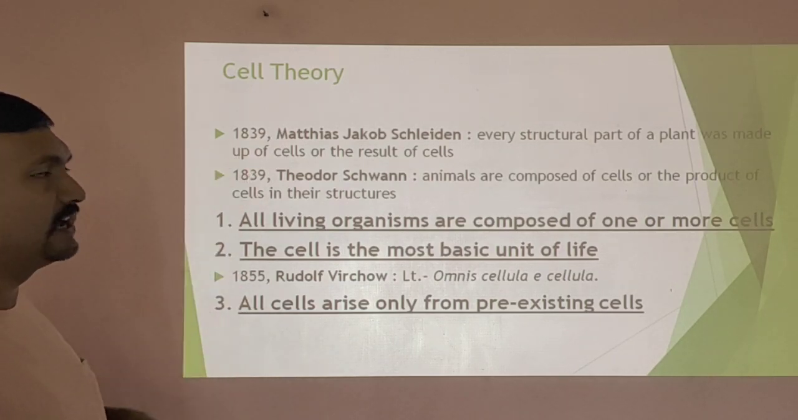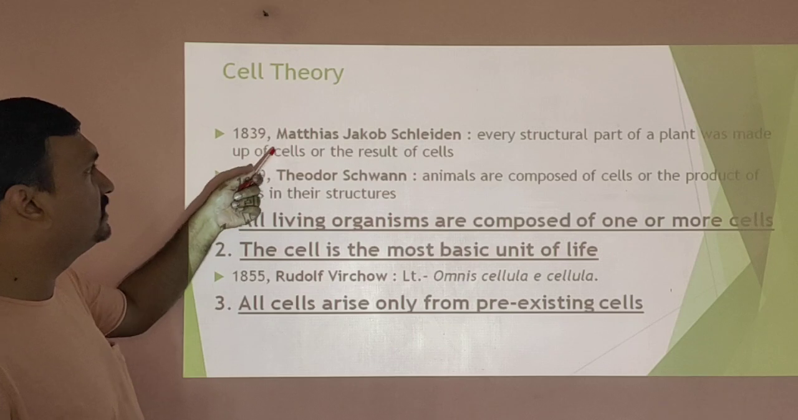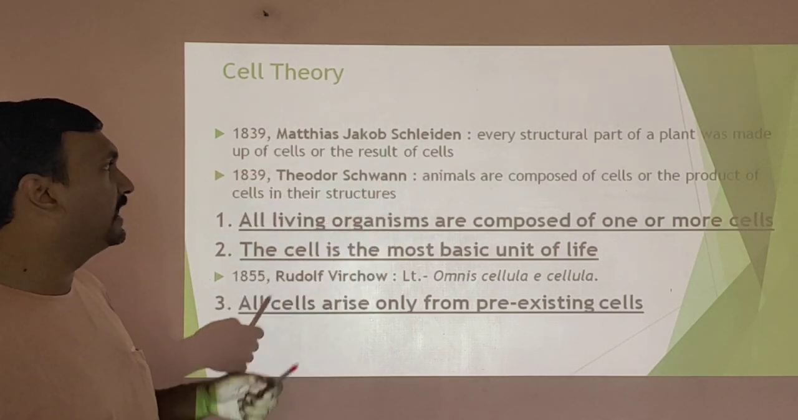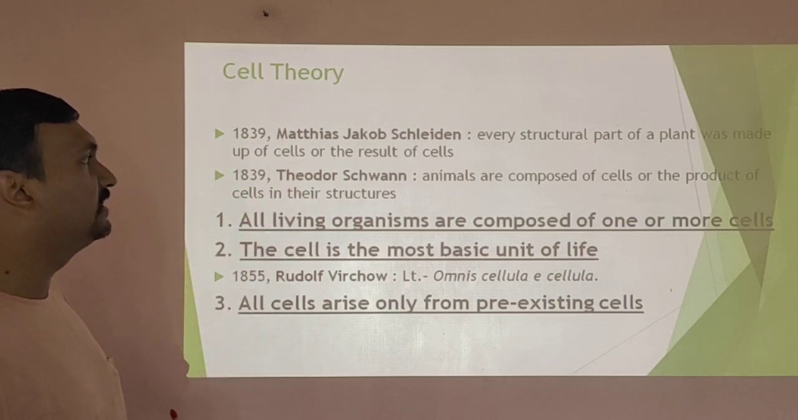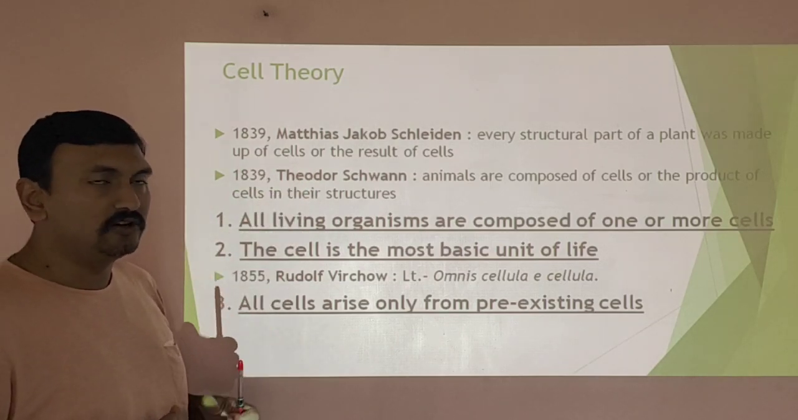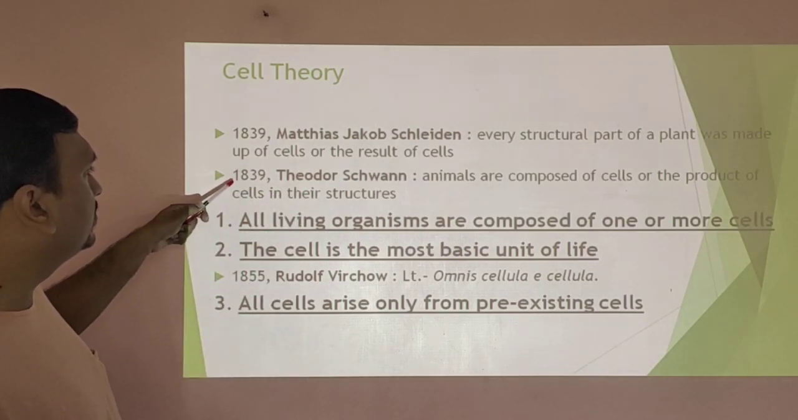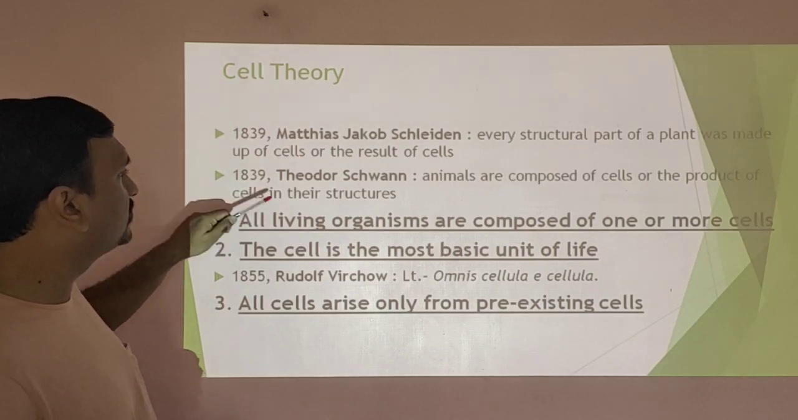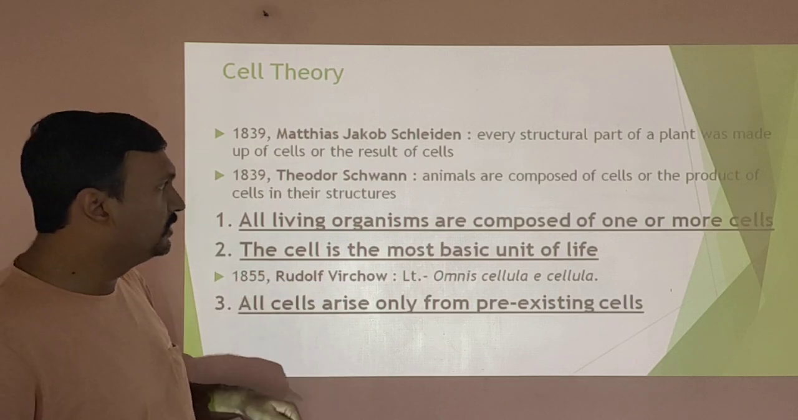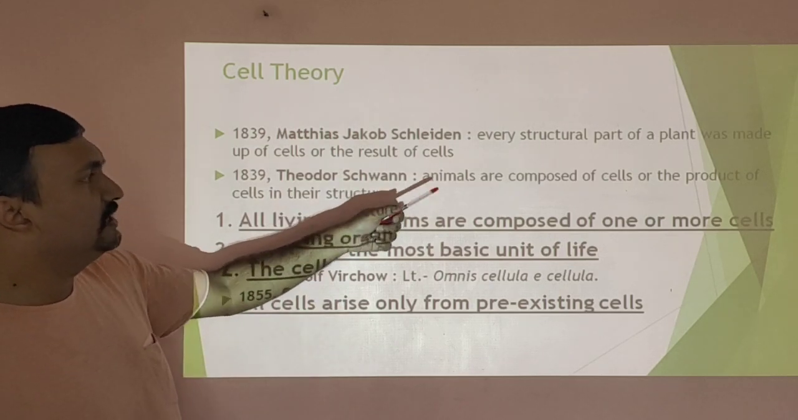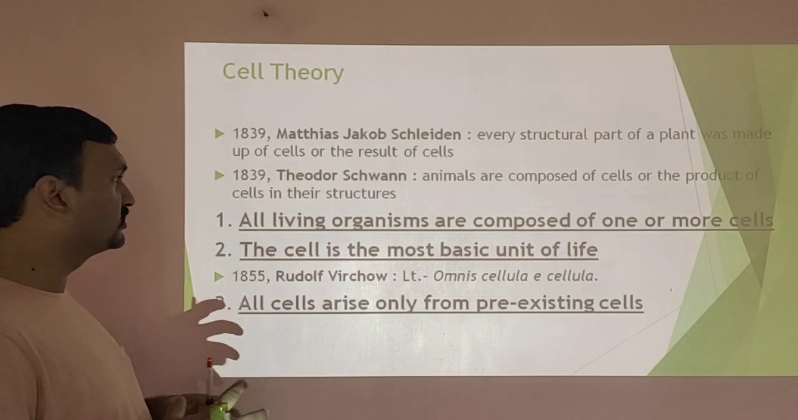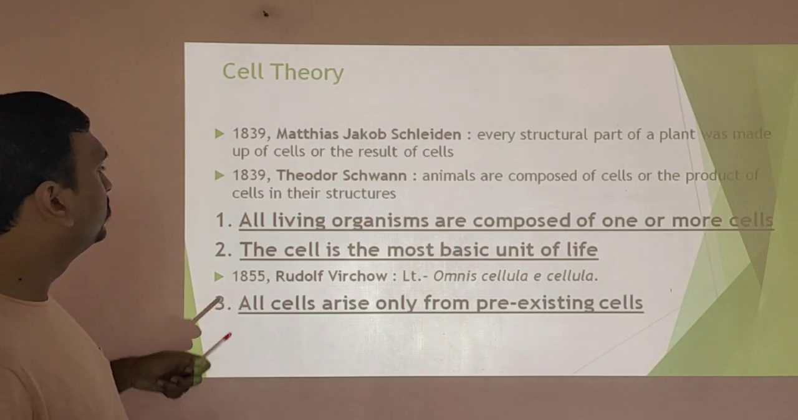In 1838, it was German botanist Matthias Jakob Schleiden. He said that every structural part of a plant was made up of cells or the result of cells. In 1839, Theodor Schwann, who was a zoologist, said that animals are composed of cells or the products of cells in their structures.